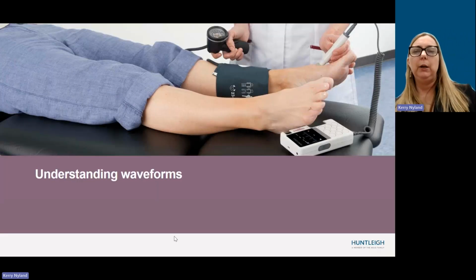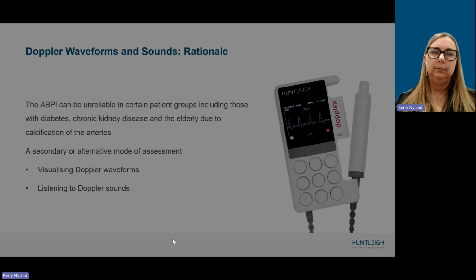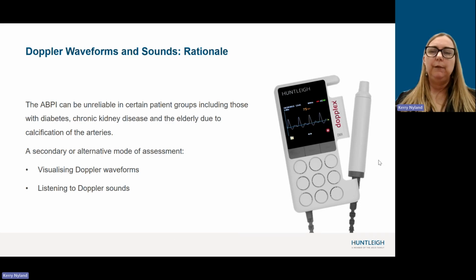We're just going to cover a little bit on Doppler waveforms, as this is part of your 3 Ps assessment. It's the second of your 3 Ps. We've already mentioned that the ABPI can sometimes be unreliable, and this is primarily due to the presence of arterial calcification. If the ABPI is low, we can trust that it's low, but when it's high, we need to question why. Does the patient fit any of the health profiles that make calcification more likely? Analysis of Doppler waveforms can provide an additional form of assessment in such cases.